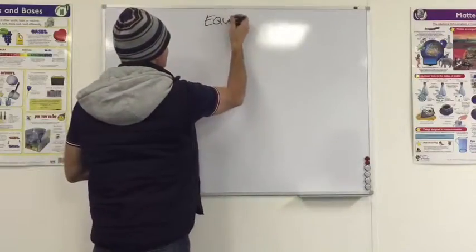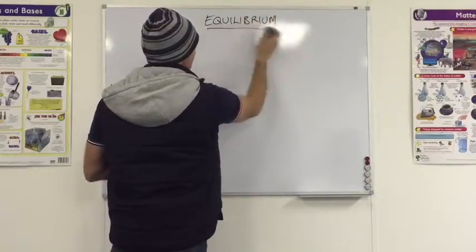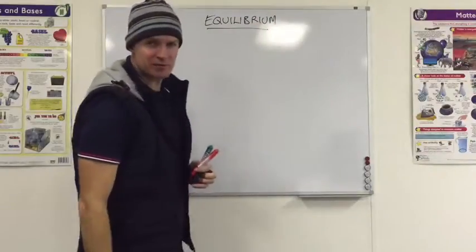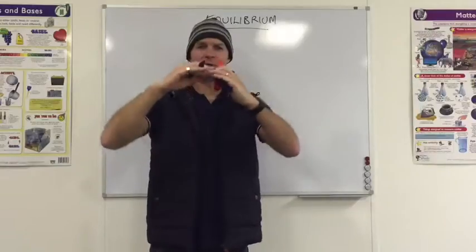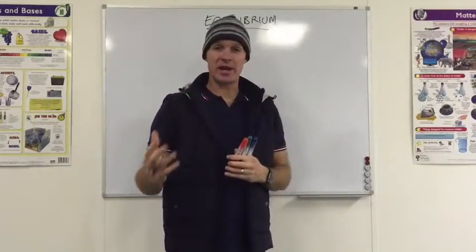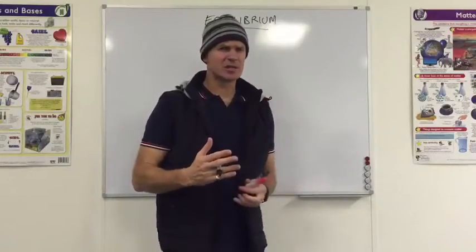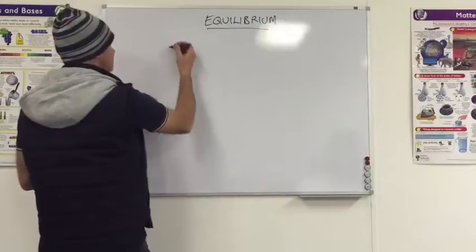So equilibrium, what's it all about? Well, unlike the picture that you might have in your head of a set of scales or a seesaw or something, chemical equilibrium is slightly different. The seesaw we'd imagine in equilibrium when it's stopped. But chemical equilibrium is what we call dynamic equilibrium because it's actually still on the move and yet balanced. So it's a little bit of a weird concept to get your head around.